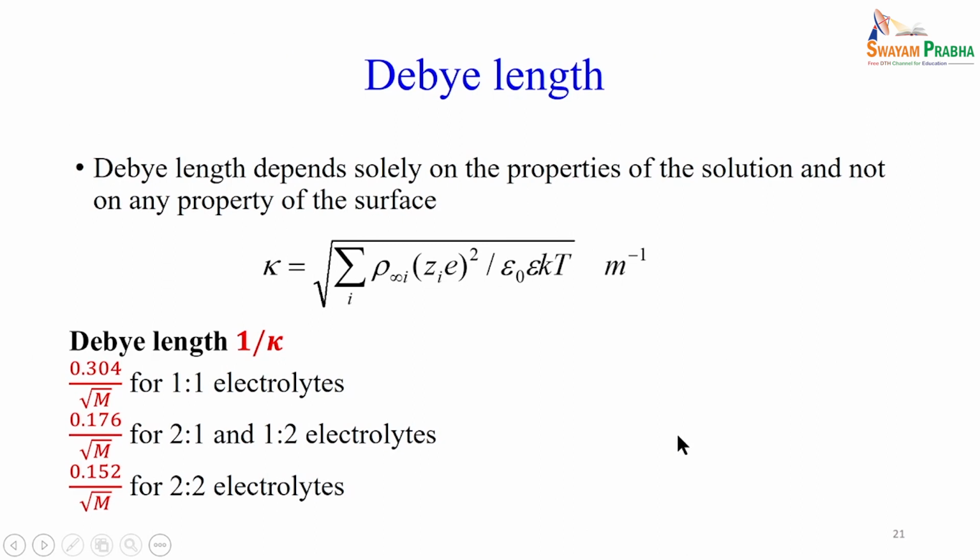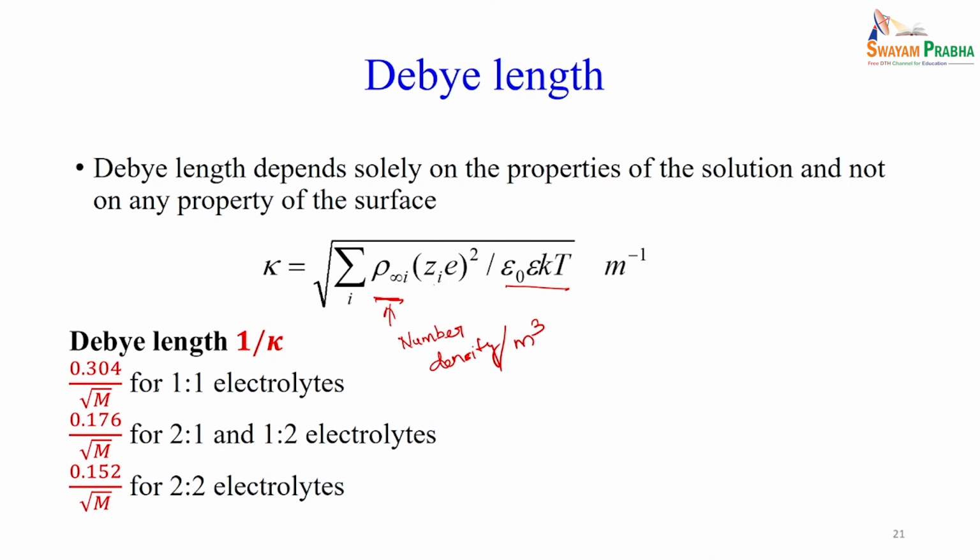So, this Debye length we can calculate if you know what the salt is. We typically calculate using this equation. The kappa is calculated from the number density, this is the number density of particular ions, number density per meter cube. This is Zi, the charge of that particular ion, e the electron charge, upon the dielectric constant, k is the Boltzmann constant and T is the temperature.